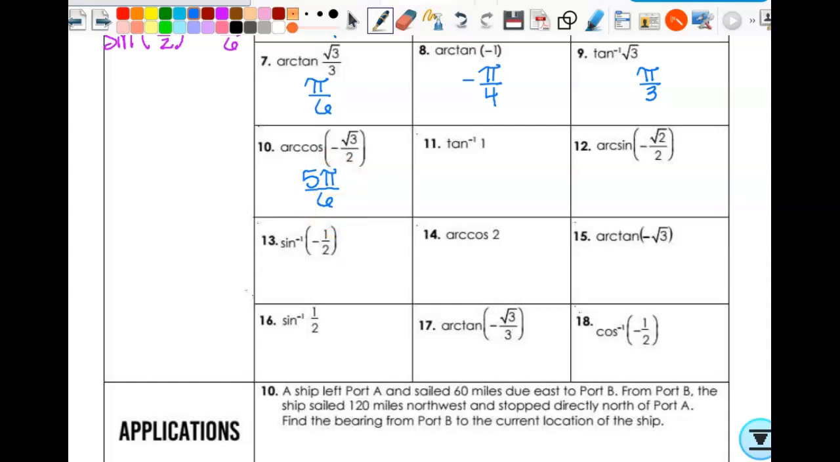All right, tangent of 1. What would that angle be? Pi fourths. Anytime you have a positive value, it's going to be a first quadrant angle for all of these.